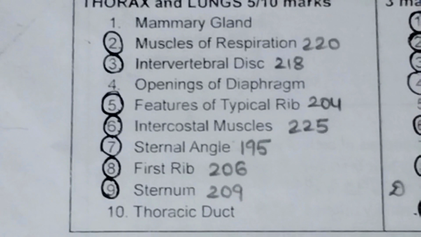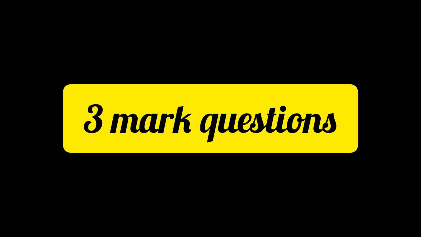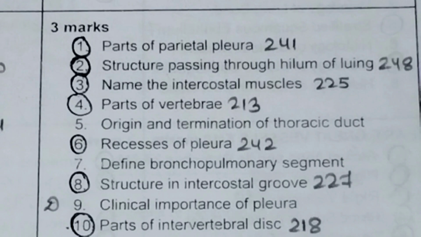This was about the 5 or 10 mark questions. Now let's start with the important 3 marks questions. In this, the first one is parts of parietal pleura. Second one, structures passing through hilum of lungs. Yes, there is a spelling mistake. Third one, name the intercostal muscles.